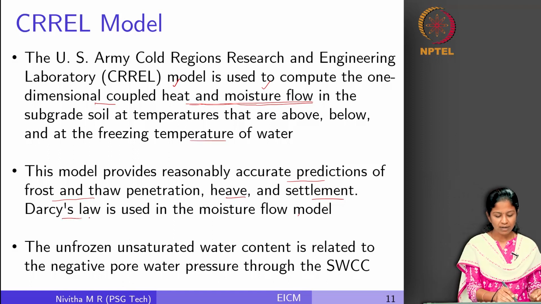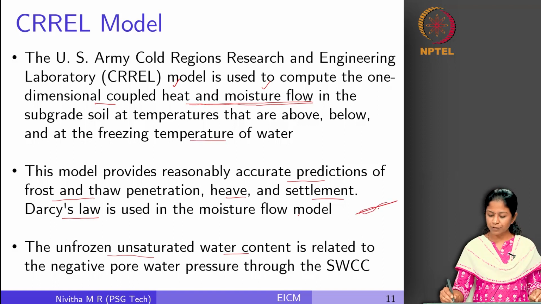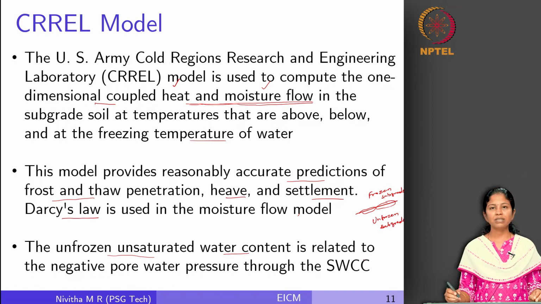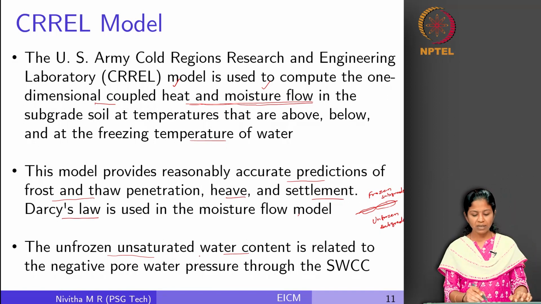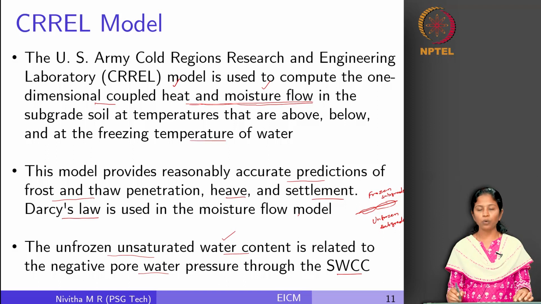So, here Darcy's law is used in the moisture flow model. Here the unfrozen unsaturated water content, right, because we said yesterday when there is ice lens formation, this is the frozen part of subgrade and below the ice lens we have the unfrozen subgrade, right. So, the unfrozen unsaturated water content is related to negative pore water pressure through the soil water characteristics curve, right. This is a relation that they use in the CRREL model.